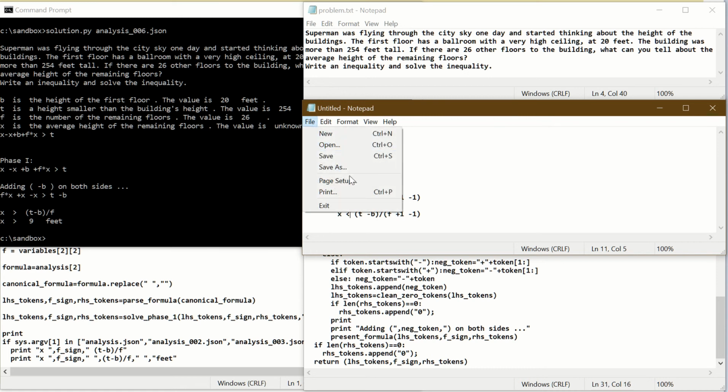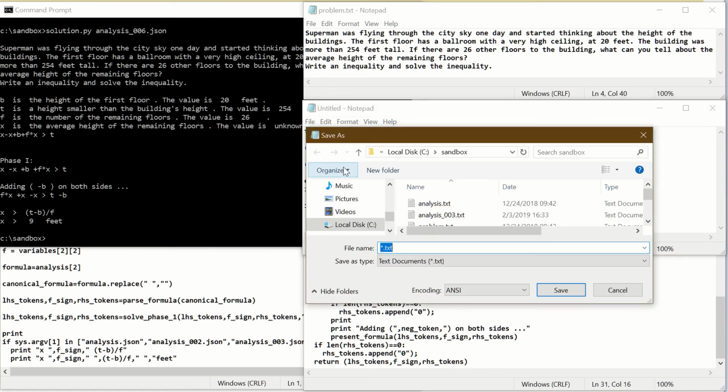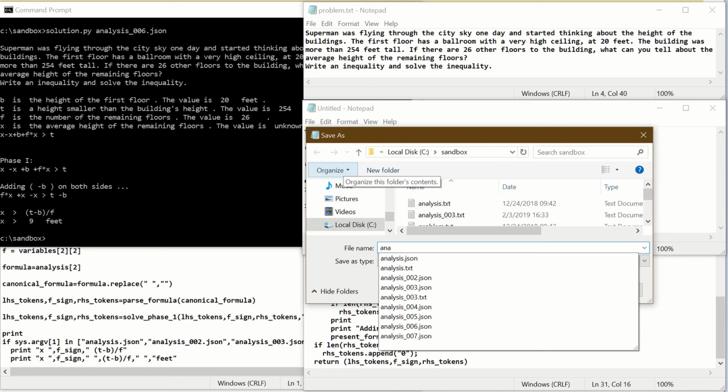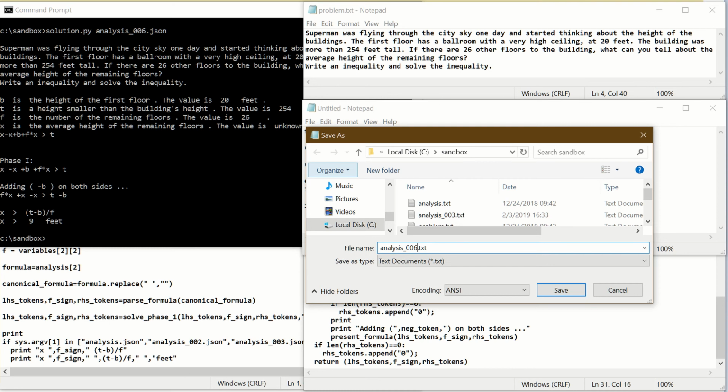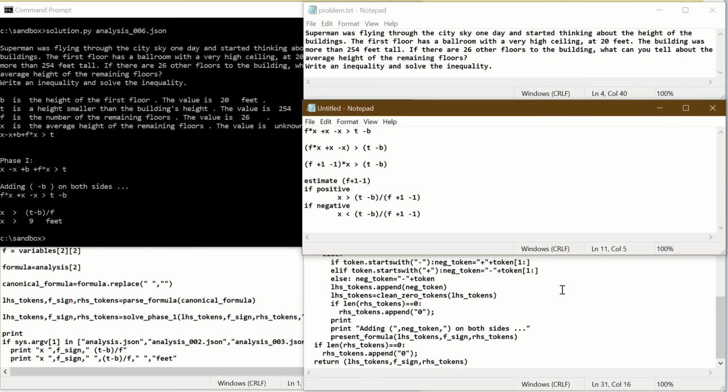I will save this one as analysis 006.txt. Okay, and we will use this solution by hand to implement the algorithm of the phase 2 on the future lessons.